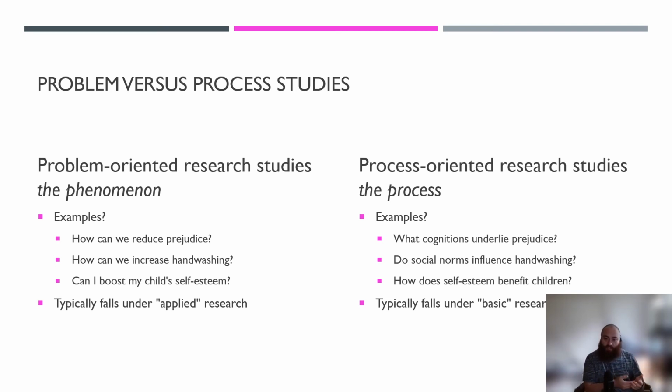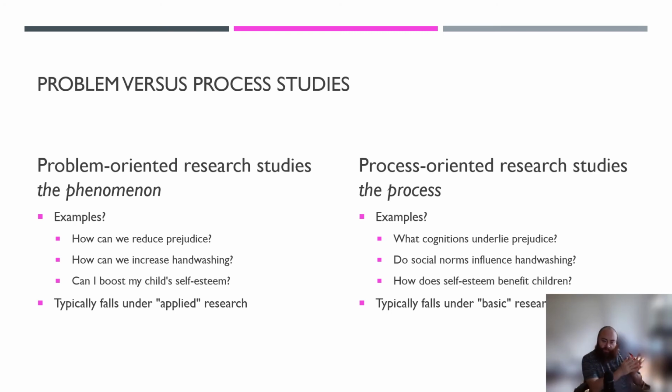The second approach is process-oriented. That is, what psychological processes or what social processes influence the thing I'm researching. So instead of asking, how can we reduce prejudice, I might ask, what cognitions underlie prejudice? Instead of asking, how can we increase hand washing, I ask the question, do social norms influence hand washing? It's a very subtle distinction. In the second example on the right of the slide, I'm not actually studying hand washing. I'm studying social norms.